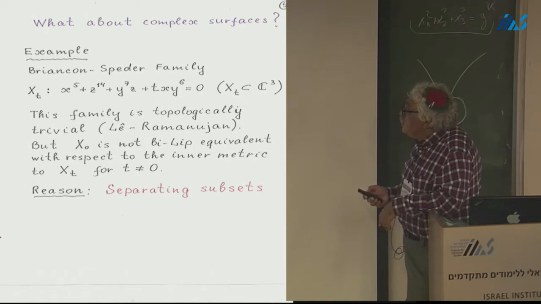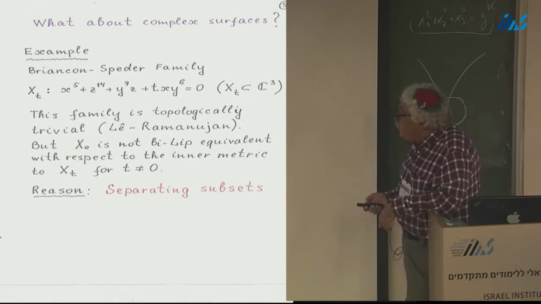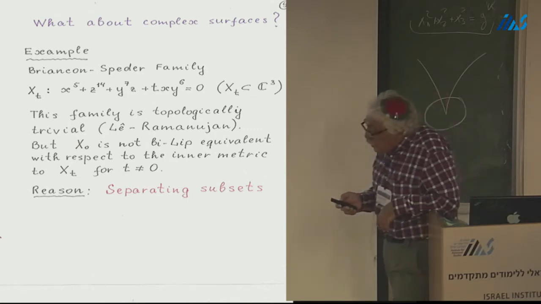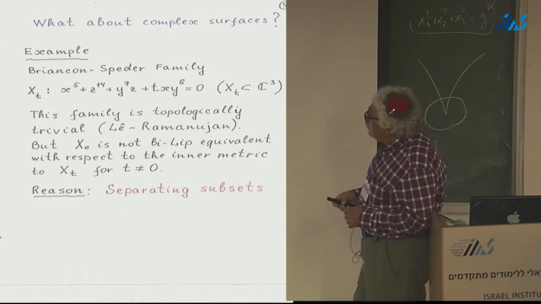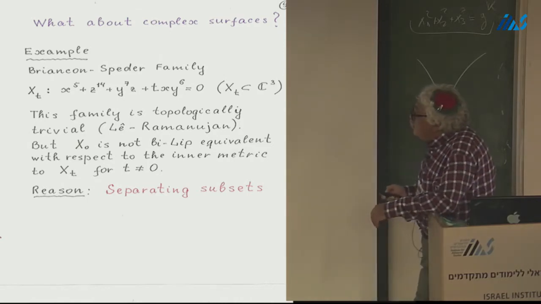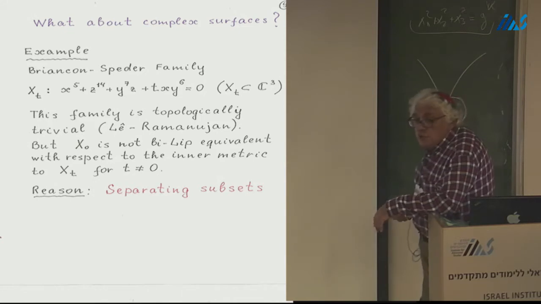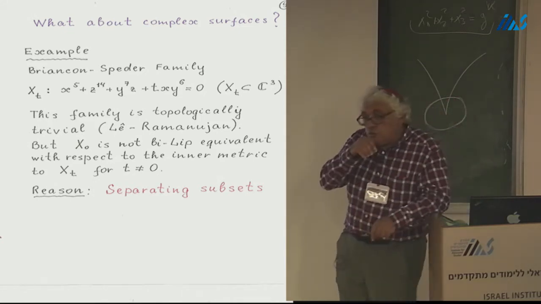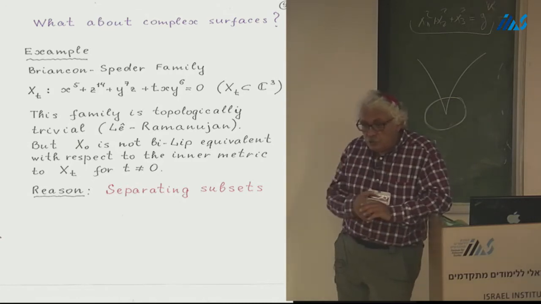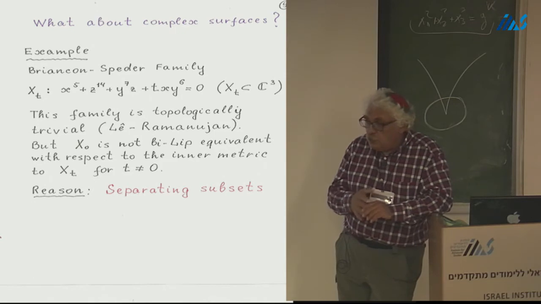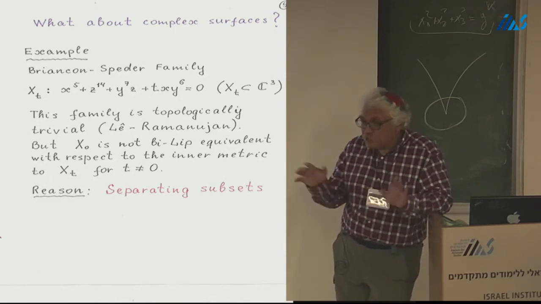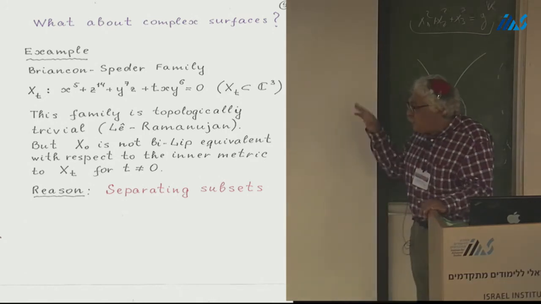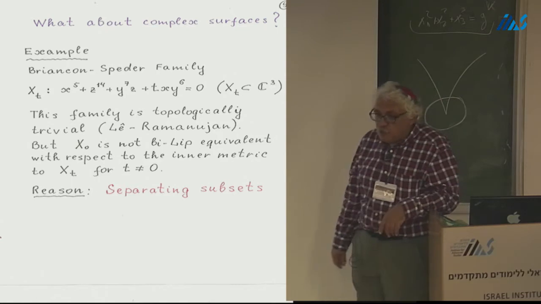And then there is the first example of Briançon-Speder. What really happens with this example is that, as people in singularity theory say, it's a mu constant family, and there is the Lê-Ramanujam theorem saying the following: if you have a mu constant family of complex algebraic sets, where mu is the Milnor number, whatever, I won't define what it is, then it is topologically trivial.